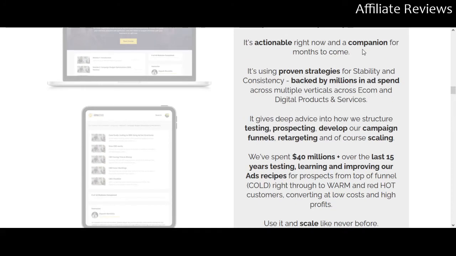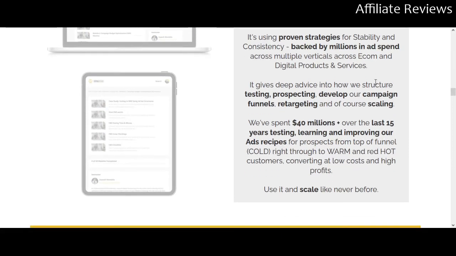Okay, and it's going to be valuable for a while because I doubt now if Facebook comes out tomorrow and changes everything, then I'm wrong and you have my apologies, but that's pretty doubtful. They tweak things every once in a while, but this is going to be, as he says, a companion for months to come.